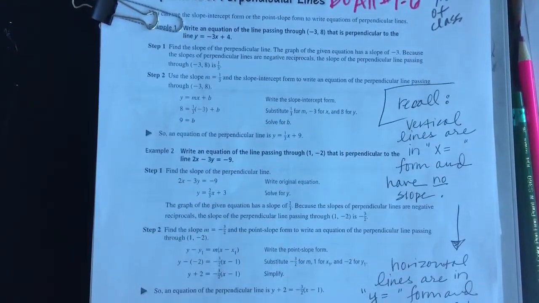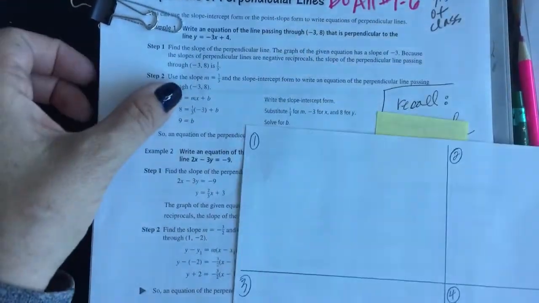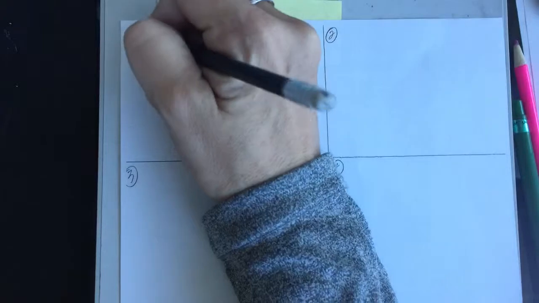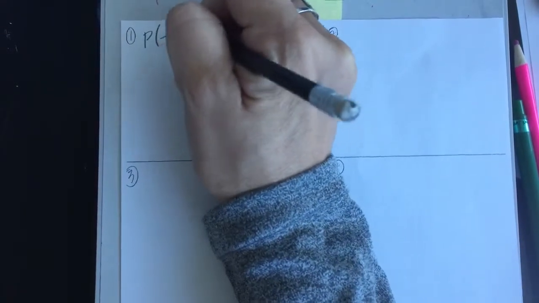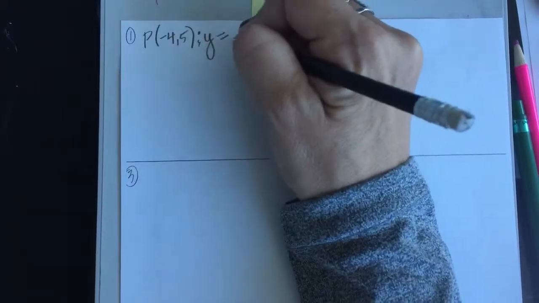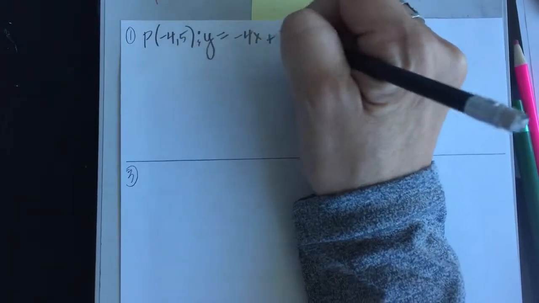So I gave you space on the back. I know a couple of people grabbed lined paper to do this, but I'm just going to use the back side of a different worksheet. So the first problem, the point that they give us is -4 and 5. And the equation of the line that this is perpendicular to is y equals -4x plus 2.